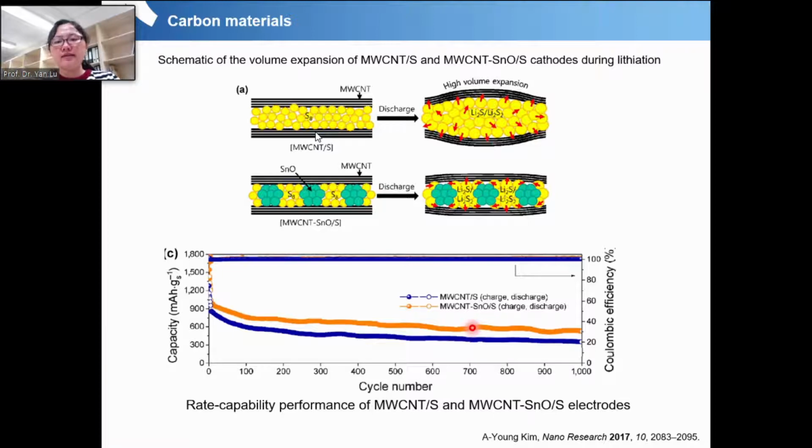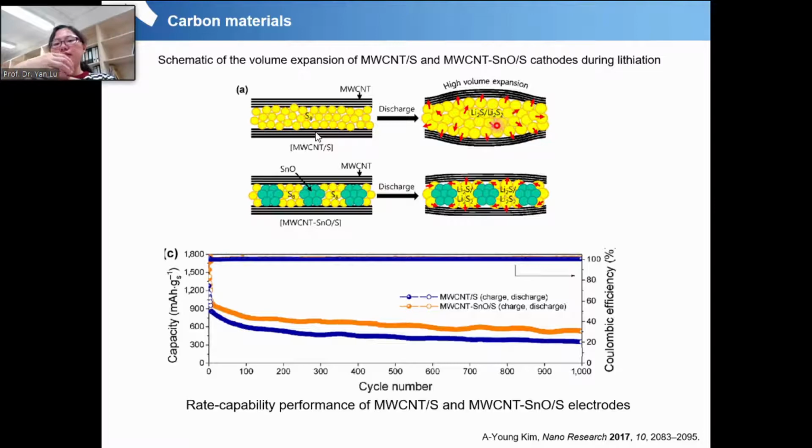And the advantage here you see, by adding tin oxide into the system, they show better capacities, and also they show very good cycle stability. Even for 1,000 cycles for their cathode material. They explain it like this: if you do not have this tin oxide, you have sulfur inside, and during discharge you will have a volume expansion due to this solid-solid conversion. And here you will have a high volume expansion.